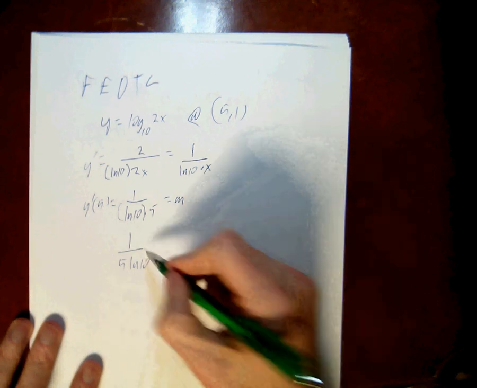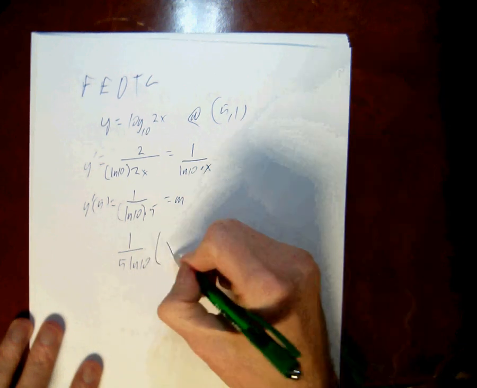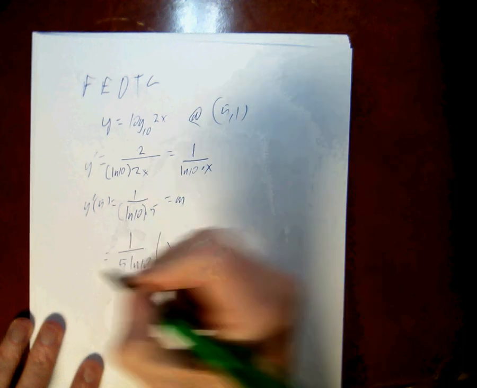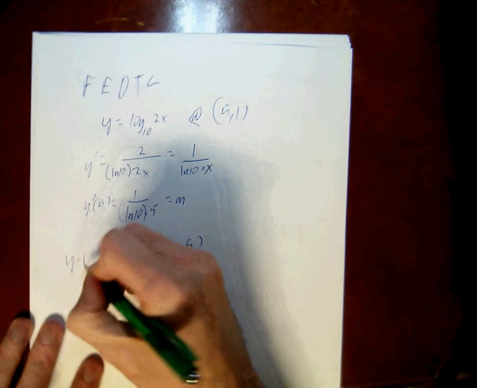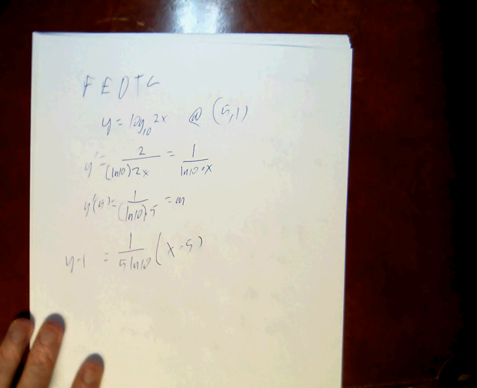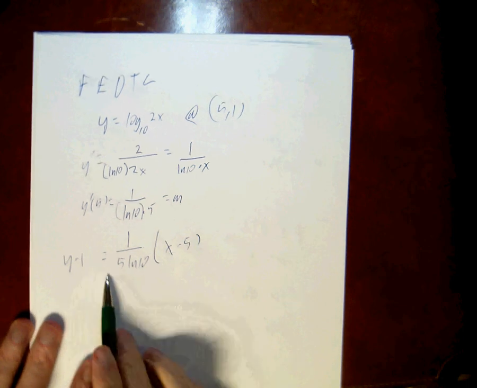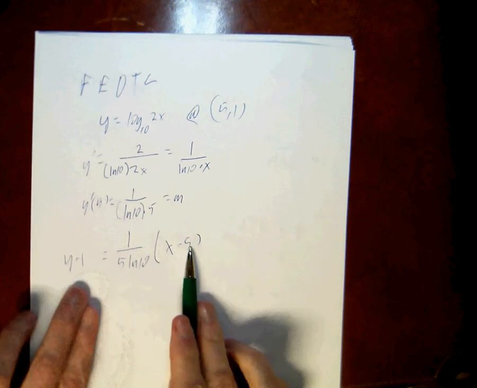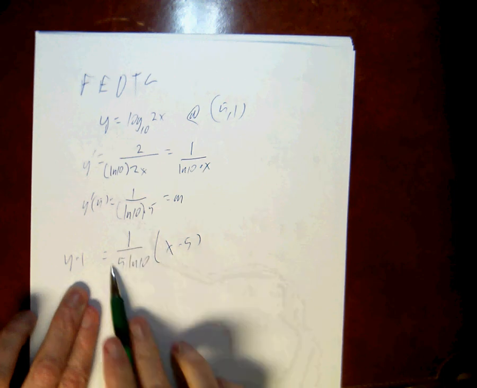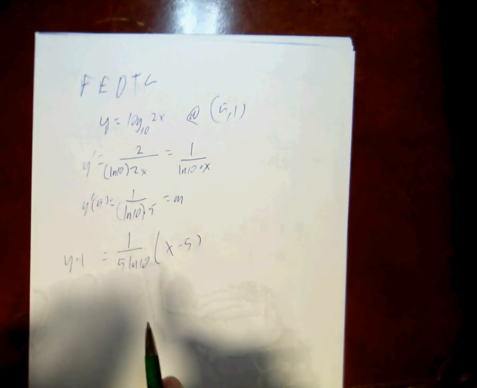So that's my slope. Then I'll have x minus 5, and I'll have y minus 1. And so my equation, right, there's my point, and this ugly number is your slope. I mean, get used to seeing slopes that look like that.